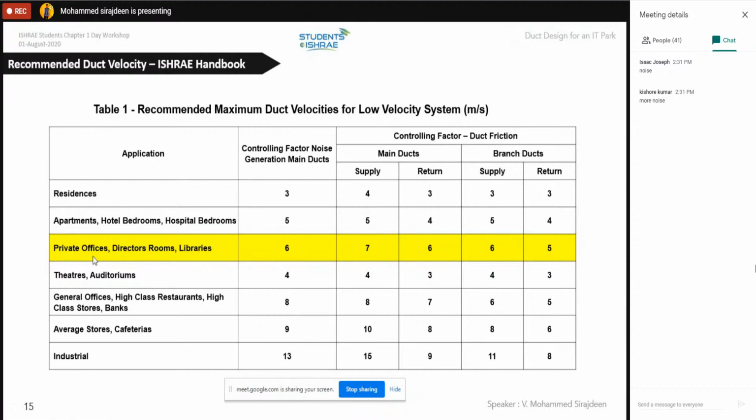If we see the ASHRAE handbook, they are given in feet per minute, FPM, that is IP unit. But I'm going to teach the whole system in SI unit, so I have converted this table into SI unit. Everyone can take a screenshot or take a note of this, it will be better for you. I'm giving you 5 seconds to take a screenshot or note it.